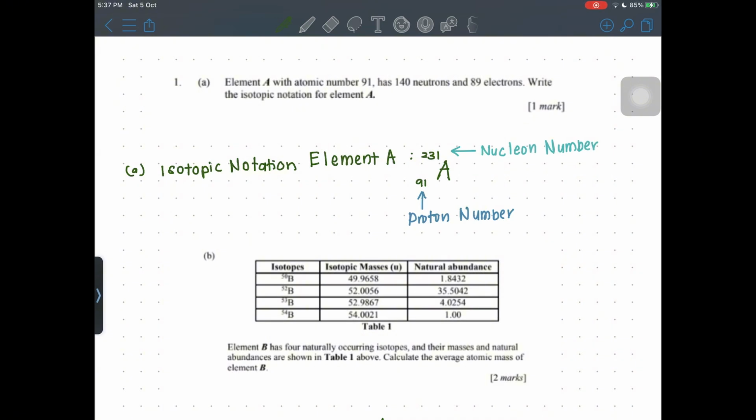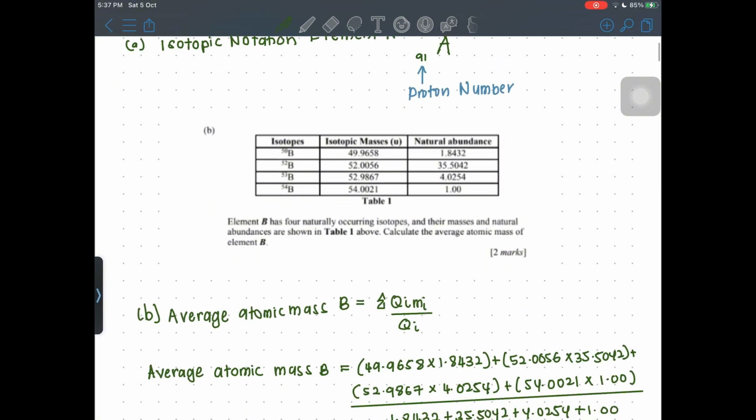So the first question, element A with atomic number 91 has 140 neutrons and 89 electrons. Write the isotopic notation for element A. So the answer is 231 A 91. The number above is the nucleon number, which we can get by adding the number of neutrons, 140, with the atomic number, 91. And the number below is the proton number, also known as the atomic number.